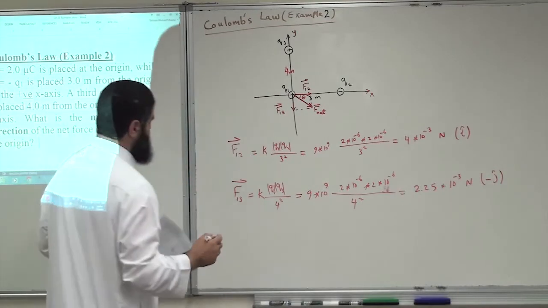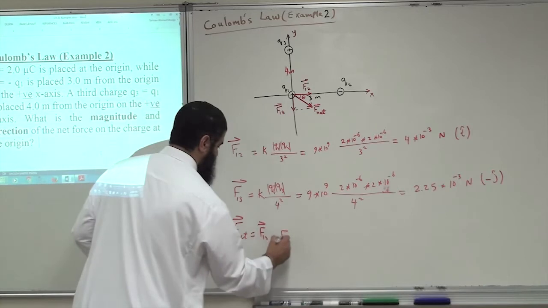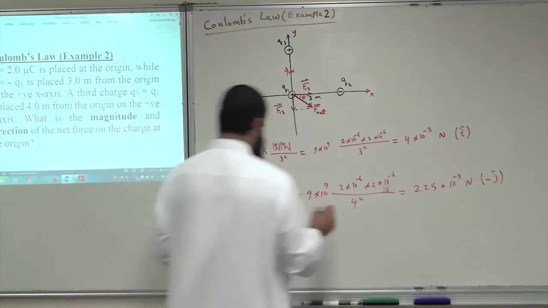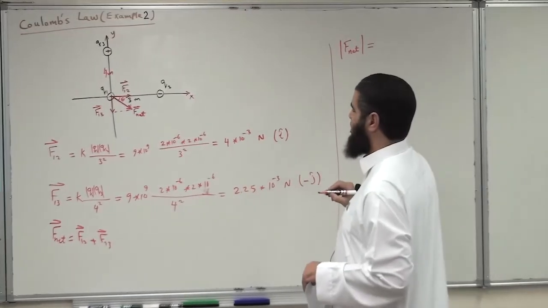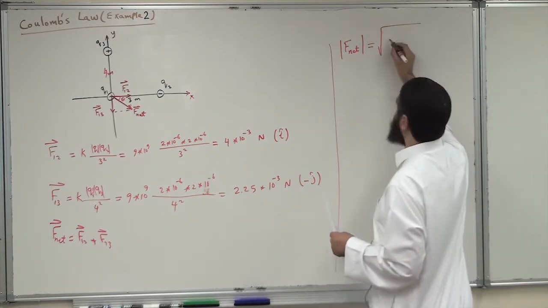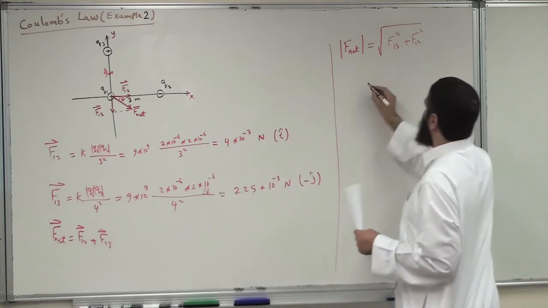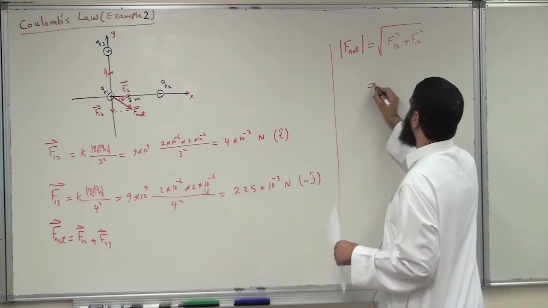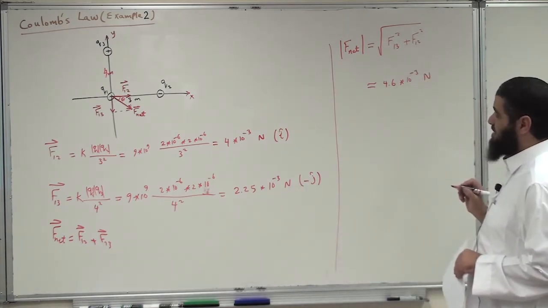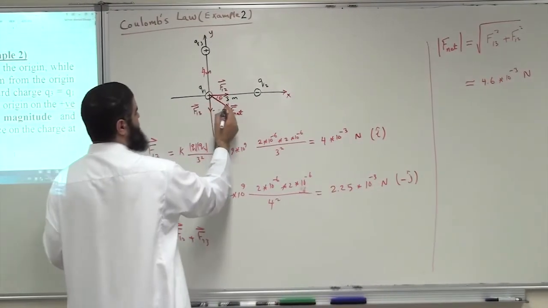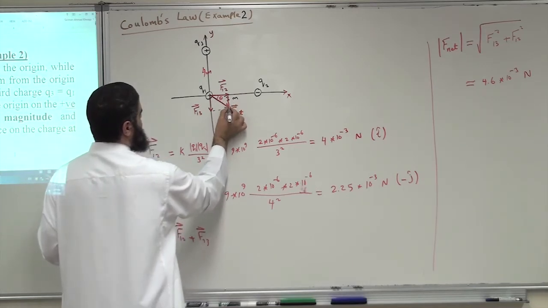Now, if we'd like to know F net, F net equals F12 plus F13. But what is the magnitude of this F net? Using the Pythagorean theorem, this will be the square root of F13 squared plus F12 squared. So I'll take these two and square them. Simple calculation, we will get the net force, which is approximately 4.6 times 10 to the minus 3 Newton. We would like to know what this angle theta is. This angle theta has the adjacent, which is F12, and the opposite, which is F13. So this is F13, the same as that.